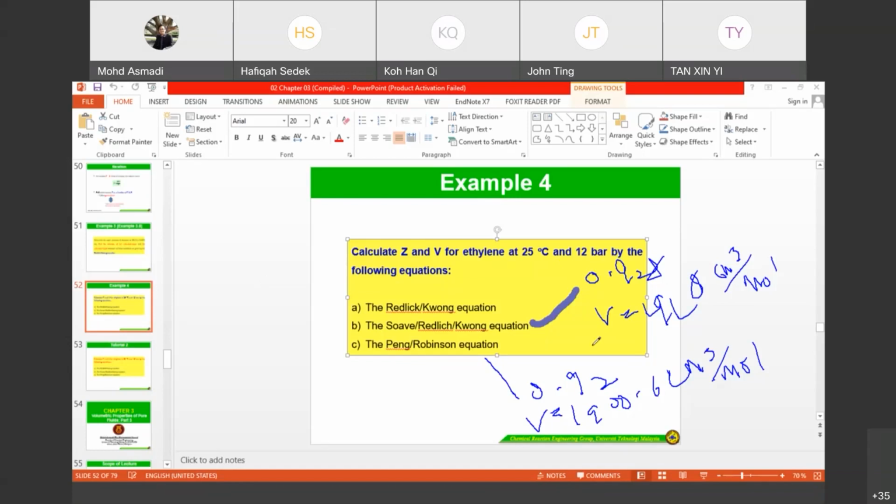So that is the answer. I hope that you can get this answer. These two are slightly different from the Redlich-Kwong answer, I think because of the lower temperature and just a moderate pressure. So actually for this condition, you can also use the virial equation, because it's just 12 bar. I think the value is going to be almost similar if you use the virial.